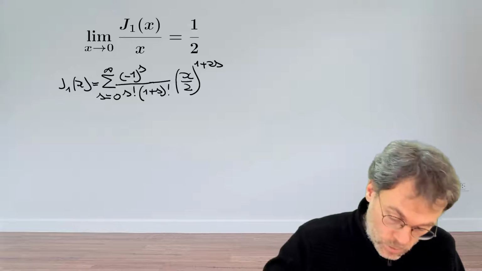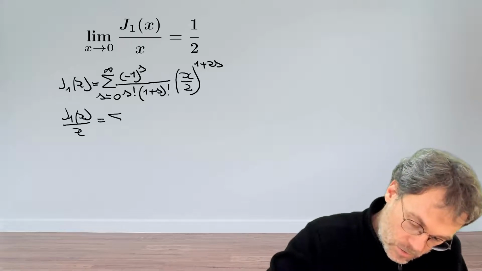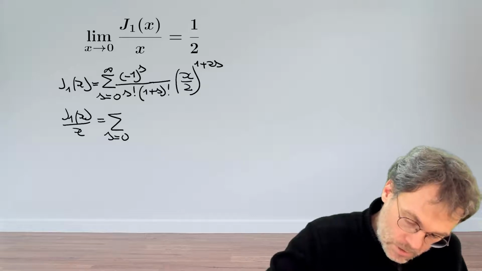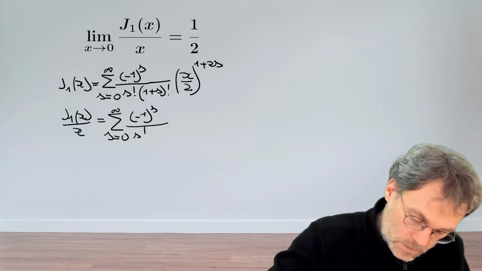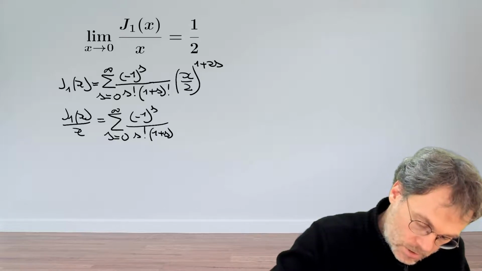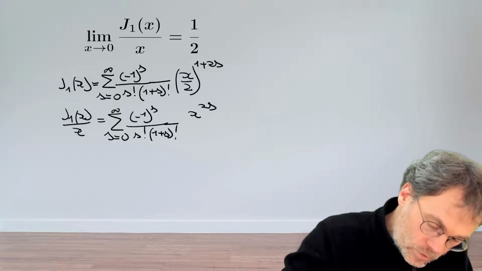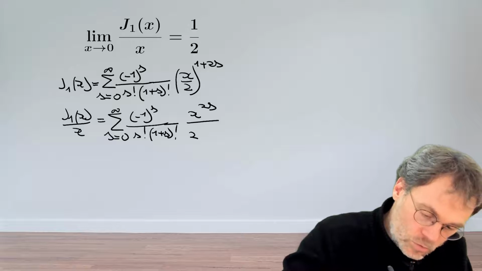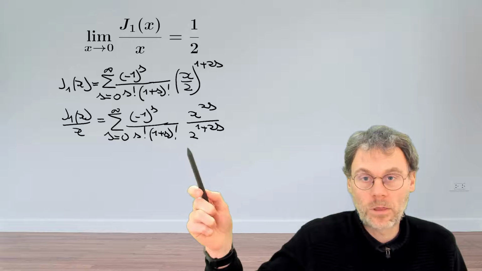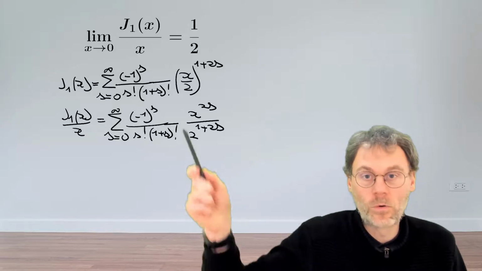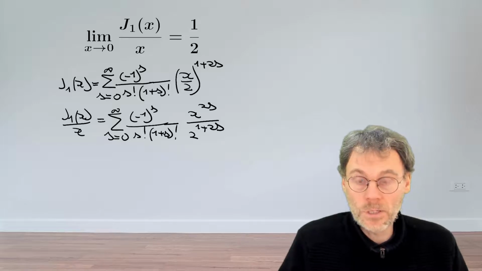Okay, so far so good, but we're interested in J1(x) divided by x. So that's just going to become the sum, s from 0 to infinity, copy paste, (-1)^s over s factorial times 1 plus s factorial, and then we have x to the power of 2s divided by 2 to the power of 1 plus 2s. Don't forget that nothing changes here in the exponent of the 2. We only divide by x. Okay, so we have a series expansion here.